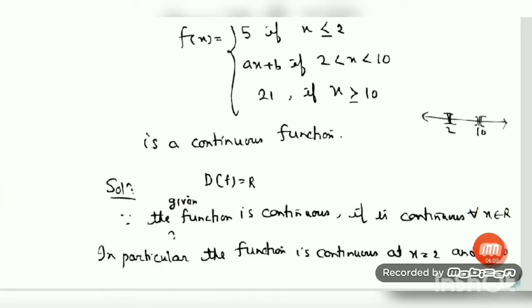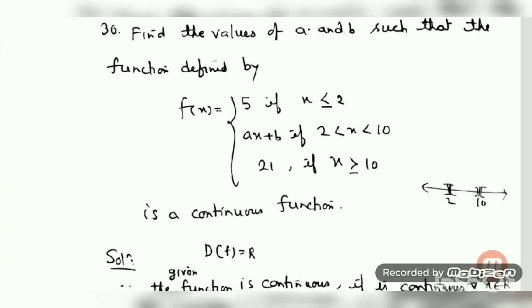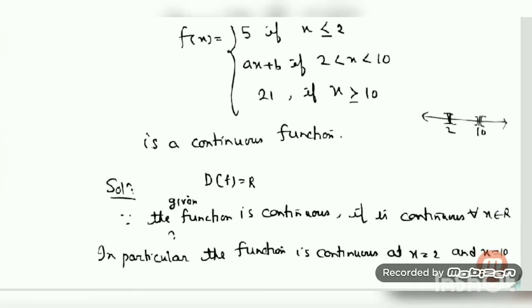Then here you see we have to find two unknowns, that is a and b. So I'll try to form two equations. Since the given function is continuous, it is continuous for all real numbers. In particular, we can say it is continuous at the point x equal to 2 and at the point x equal to 10. So first I'll consider continuity at the point 2, and we'll try to form an equation. Then we will consider the continuity at the point 10, and we'll try to form another equation.